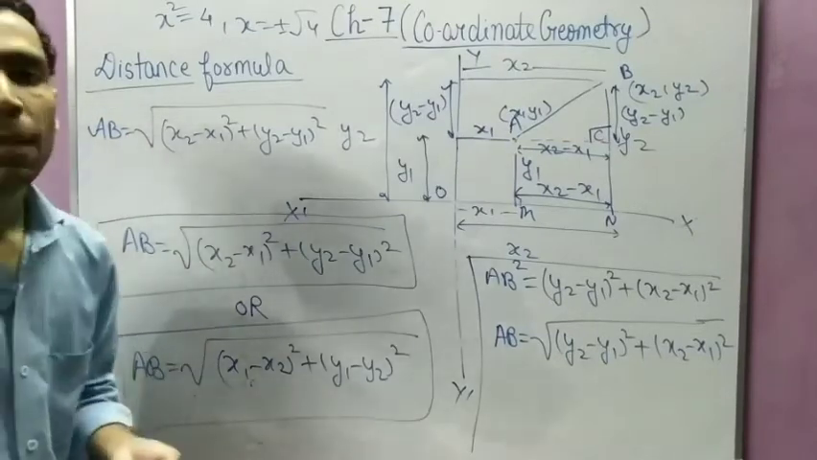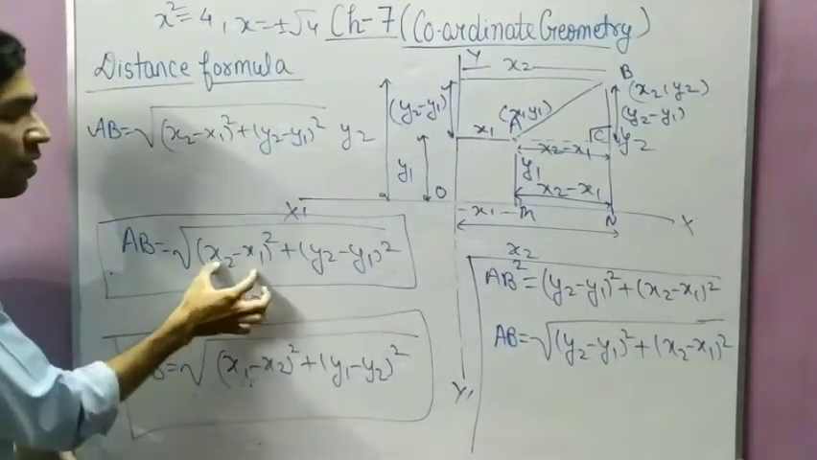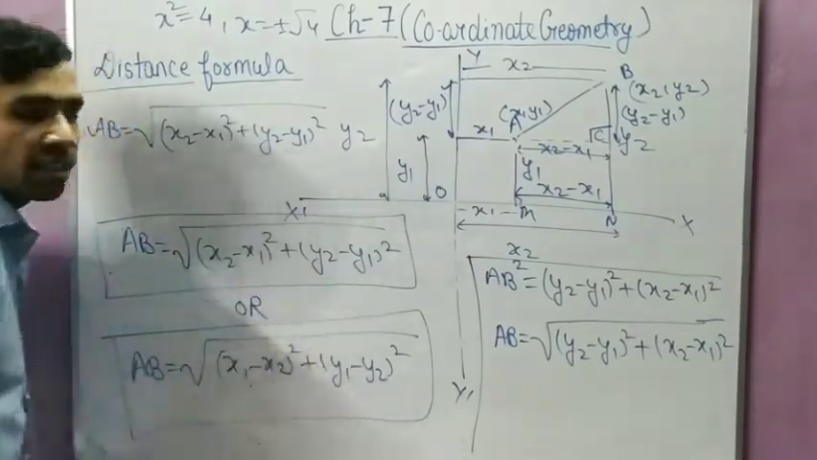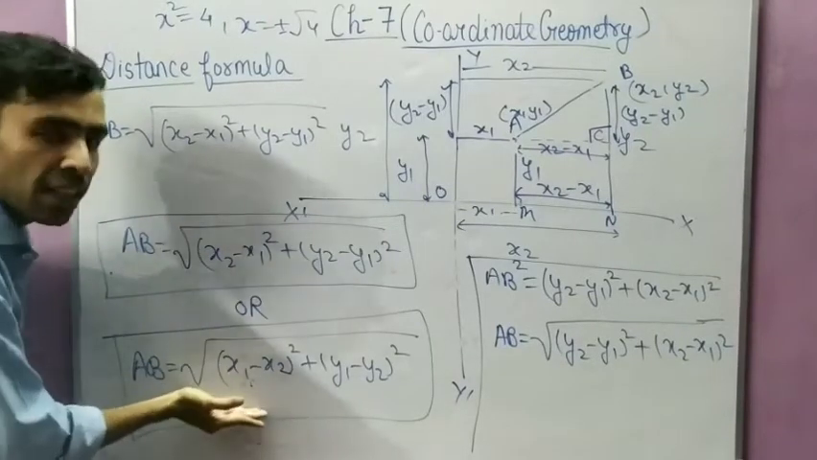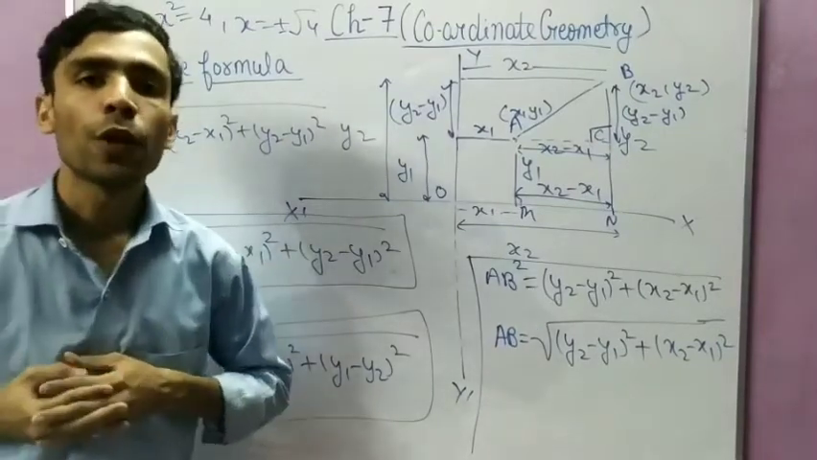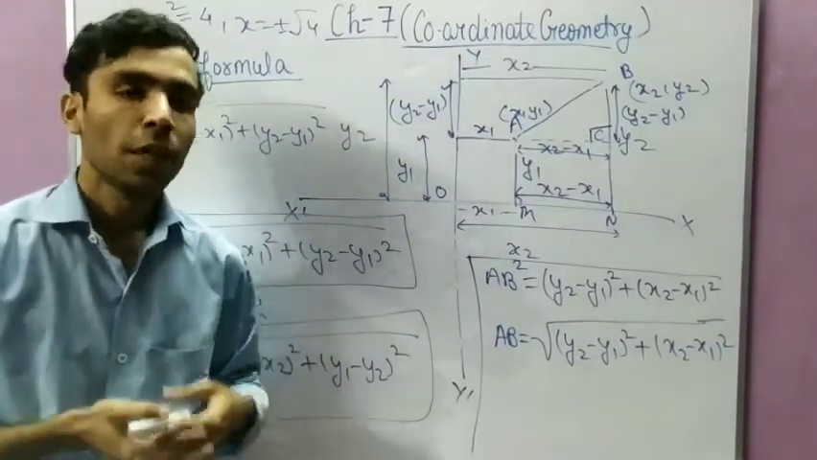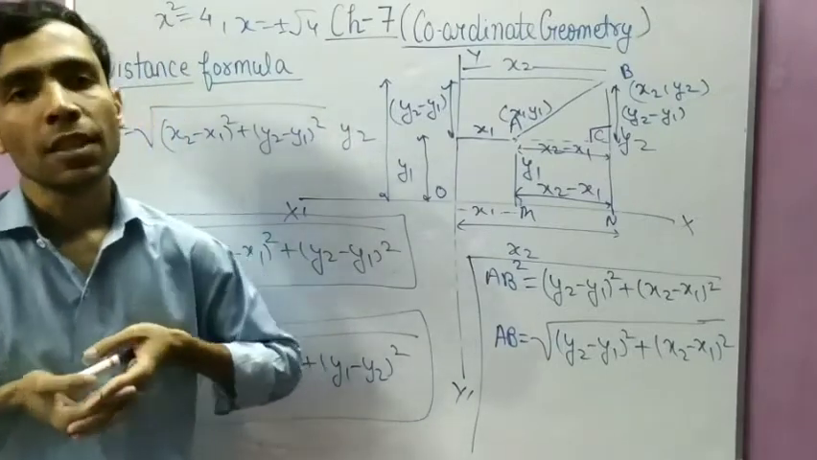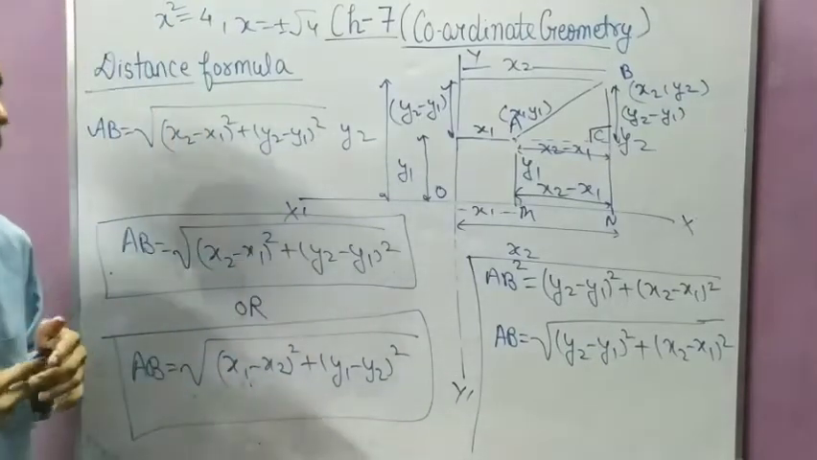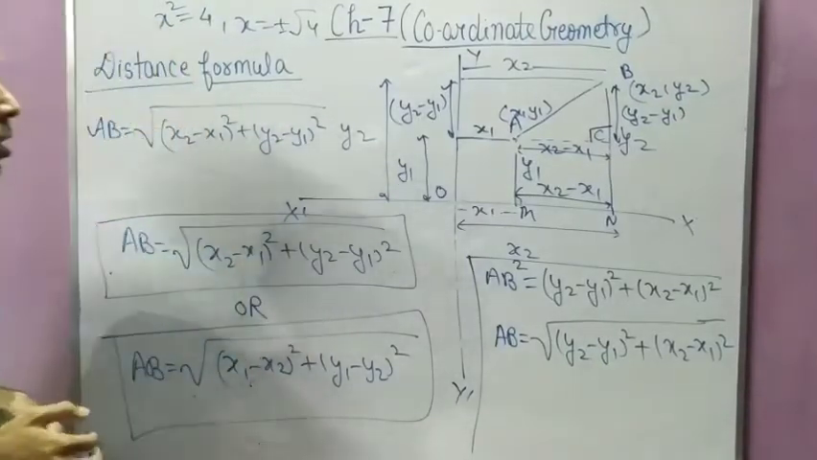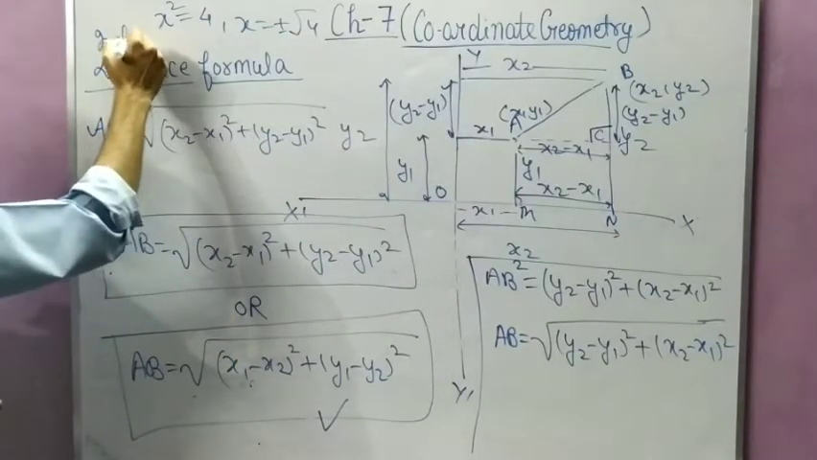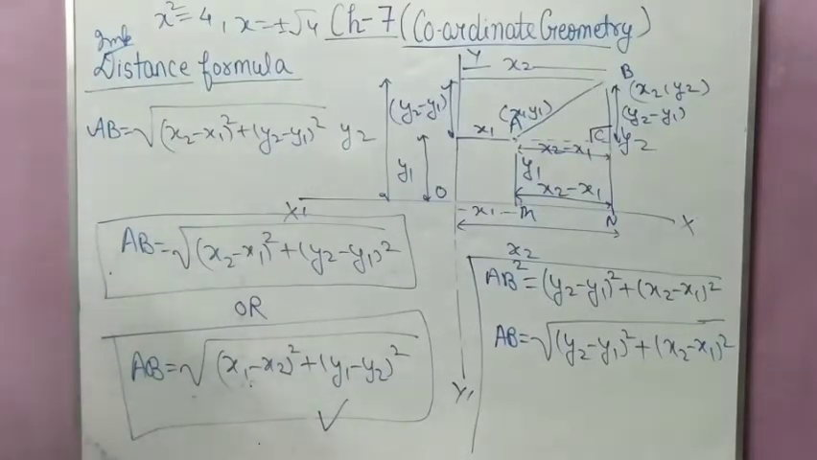Because the square of a negative and a positive number are the same, when you reverse it, it will come the same only. So these two formulas are the same. By this formula you can find the distance between any 2 points. If 2 points are given, meaning their coordinates are given, with the help of the distance formula you can find the distance between them. This is the first formula. It is very important and it always comes in the board's examination. So memorize it.